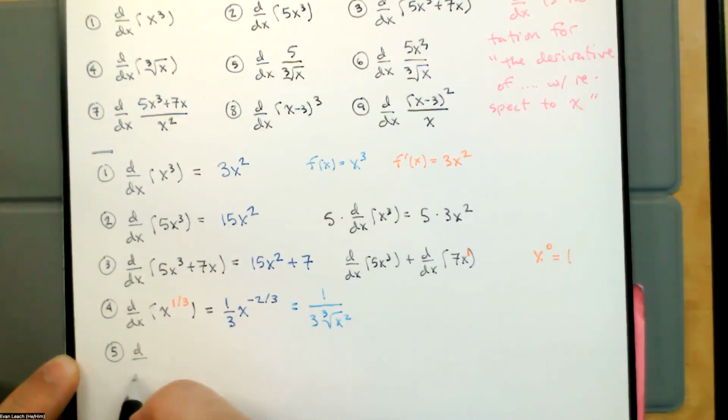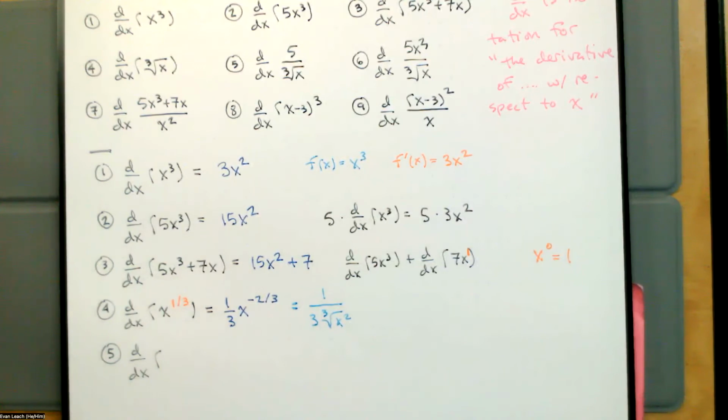We've got the derivative with respect to x. What am I going to do with 5 over the cube root of x? What is this one going to look like? What's the exponent on the x going to be in this case? Negative 1/3. What about the exponent on the 5?